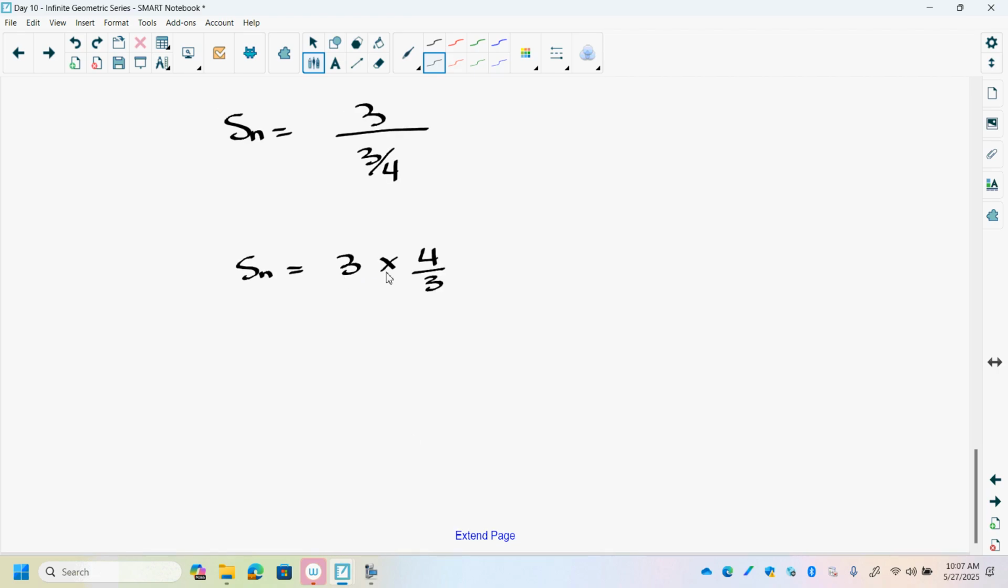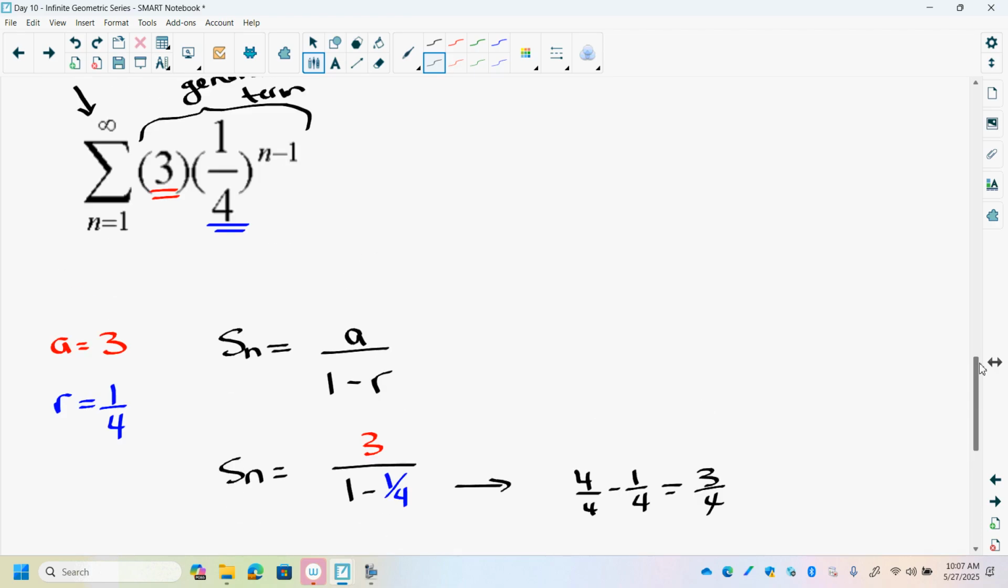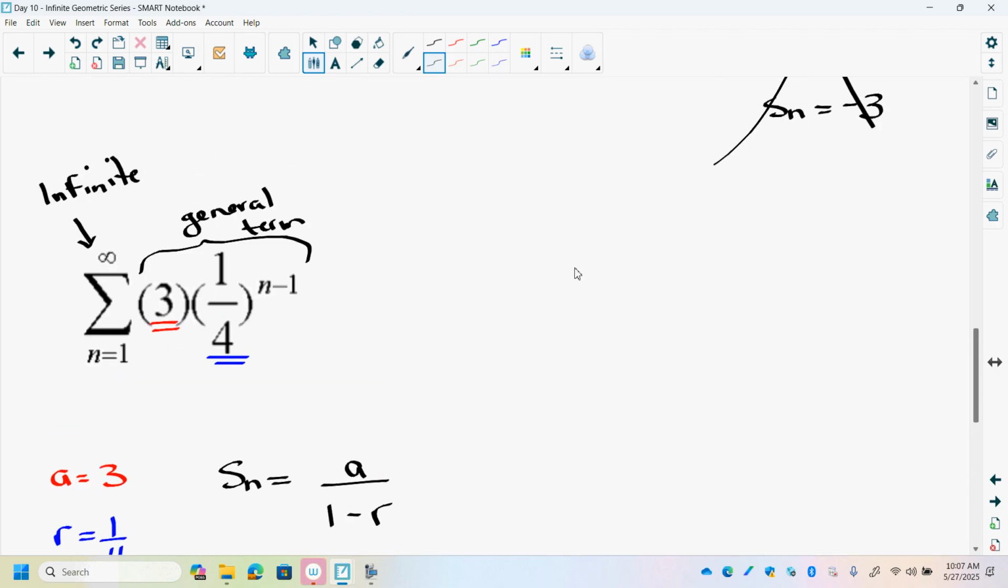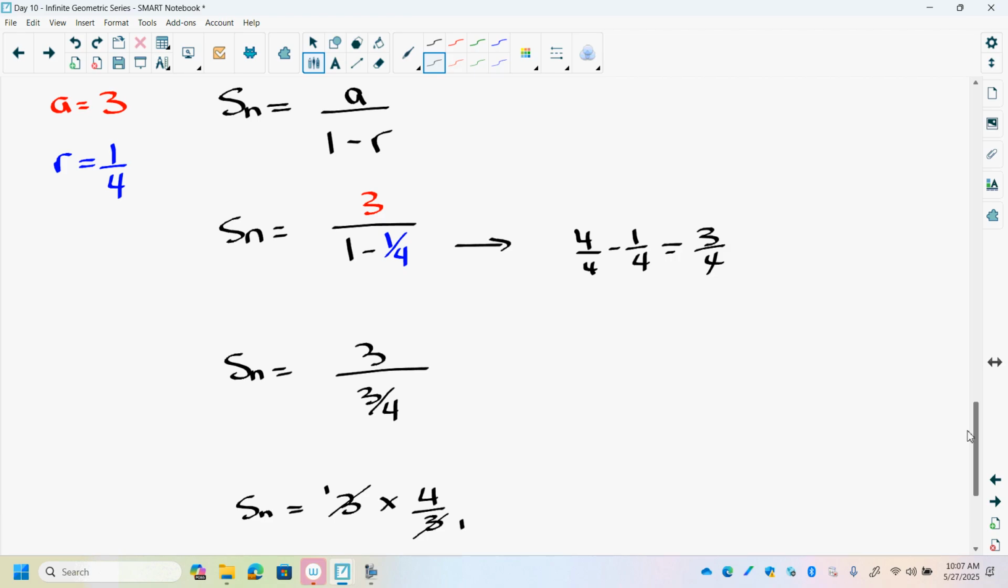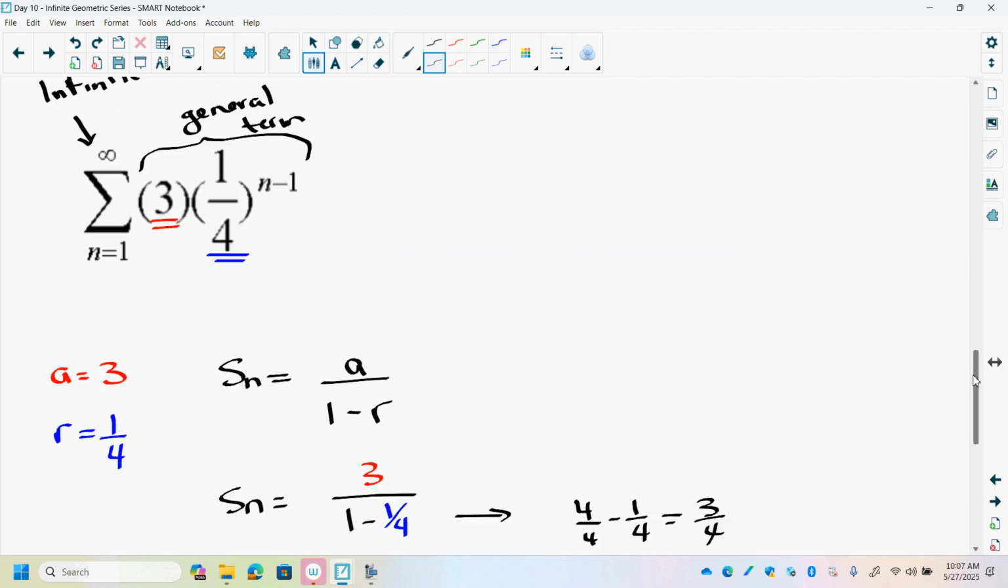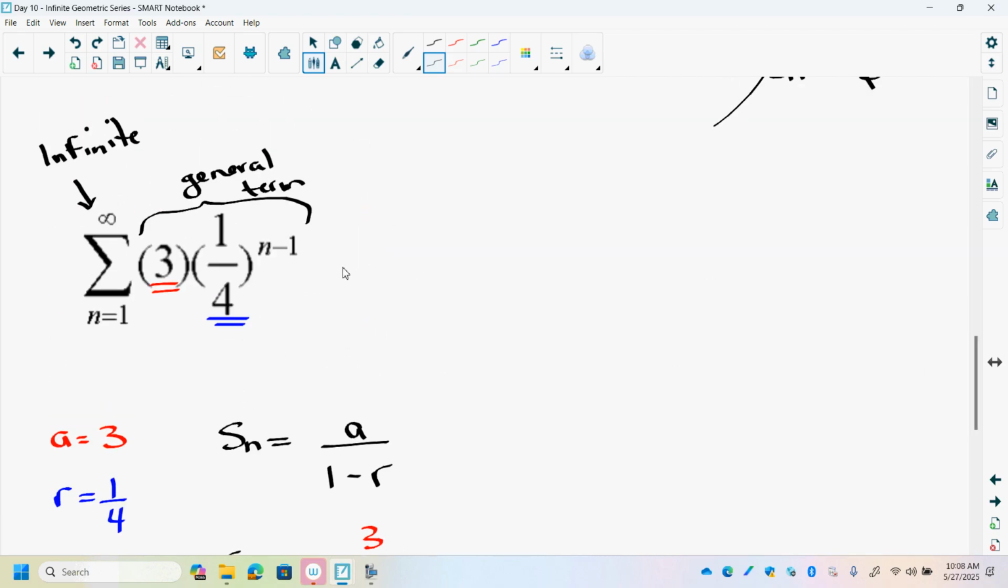Now, if you want to go top by top, 12, bottom by bottom, 3. 12 divided by 3 is 4. Some people would divide first. 3 divided by 3 is a 1. 1 times 4 would be 4. Now, suppose you didn't recognize this as being geometric. Everyone have that down? Yeah? Suppose you didn't recognize this as being geometric.